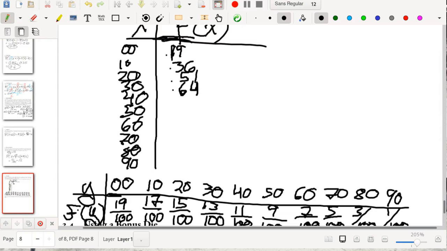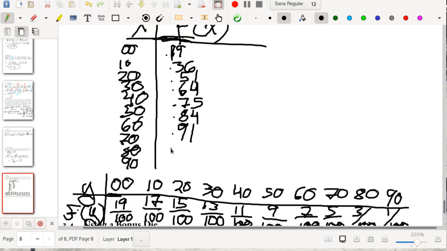For 40, that's 0.64 plus 0.11, which is 0.75. For 50, you've got 0.09 plus 0.75, which is going to be 0.84. For 60, you've got 0.07 plus 0.84, which is 0.91. I told you to confirm that this thing adds up to 1, and we're about to do that right now. I guess in the process of computing the CDF, you're going to confirm it.